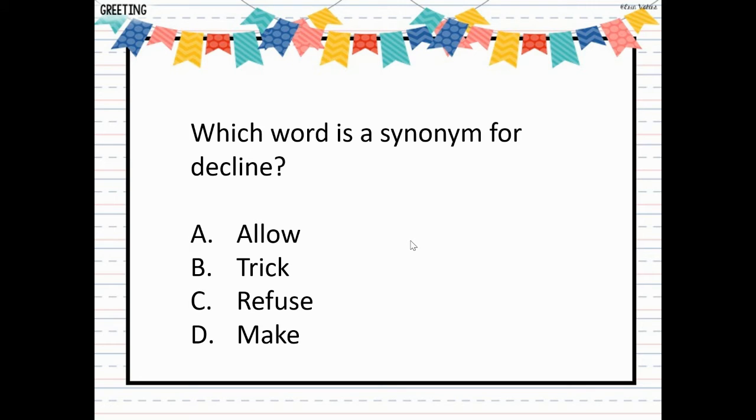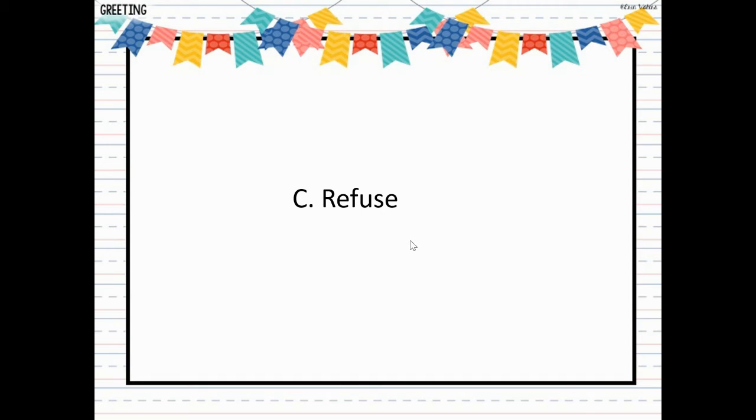Which word is a synonym for decline? So which one has the same meaning as decline, which was our word last week? We have allow, trick, refuse, and make. The synonym for decline is refuse. Remember, if you decline an offer, you say no thank you, or refuse, or choose not to do it.